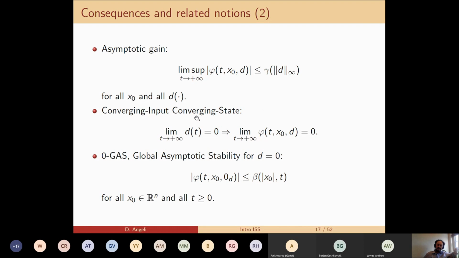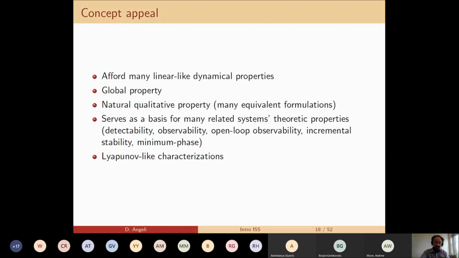Another property that follows, it's not maybe completely apparent from the definition, is that you've got the so-called converging input converging state property. So not only the state will go to 0 for d identically equal to 0, but also if d tends to 0, somehow you have this desirable feature that the corresponding solution will go to 0. So a lot of the typical behaviors of linear stable systems are recovered by using this definition, essentially.